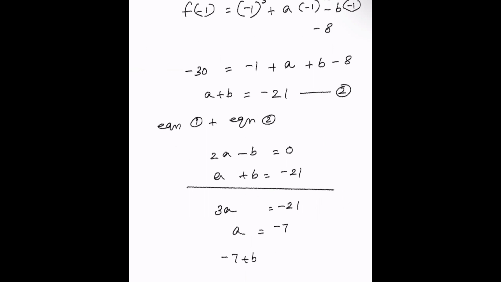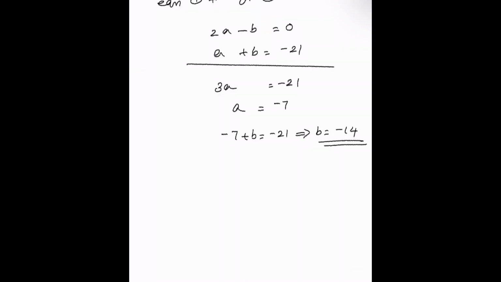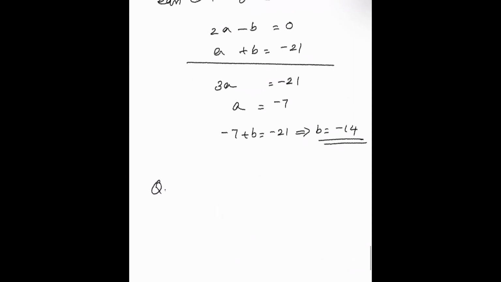Negative 7 plus b is negative 21, implies b equal to negative 14. What number should be added to 2x cube minus 3x square plus x, so that when the resulting polynomial is divided by x minus 2, the remainder is 3?